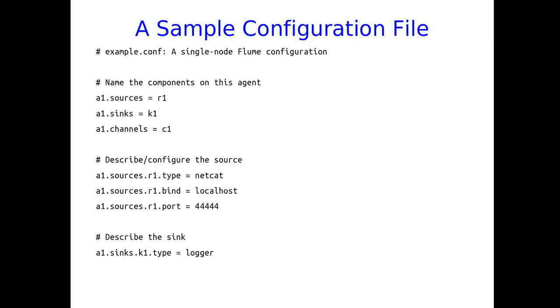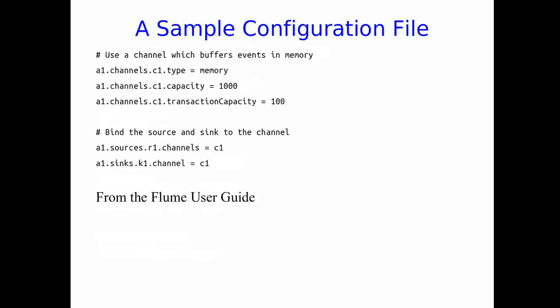The next set describes and configures the source. In this case, it's a netcat source, and most sources are going to require some configuration, so in this case we're going to set it to be a local host on a high number port 44444. And then we describe the sink. In this case, the sink is very simple. It's just a logger, which is just the output log used for testing in Flume. And then we have to specify the channel. In this case, it's just a simple memory channel. And then we just bind the source to the channel, and we bind the sink to the channel. And that's it. That puts together the entire flow.